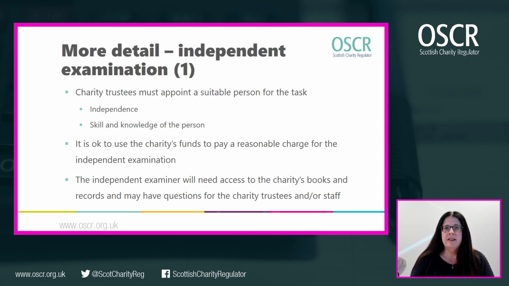The independent examiner is going to need to have access to the charity's books and records, and they may also have questions for the charity trustees and any member of staff that the charity has. The independent examiner needs to be able to have access to all the information, and this will include not just accounting records, but they'll also perhaps want to see minutes of your trustee meetings during the year and any papers that might have been presented to those trustee meetings. It's important for the independent examiner to get a really good idea about what's happened within your charity during the year, how it's operated, so that they can be sure that your accounts are a good reflection of what's actually happened in the year.